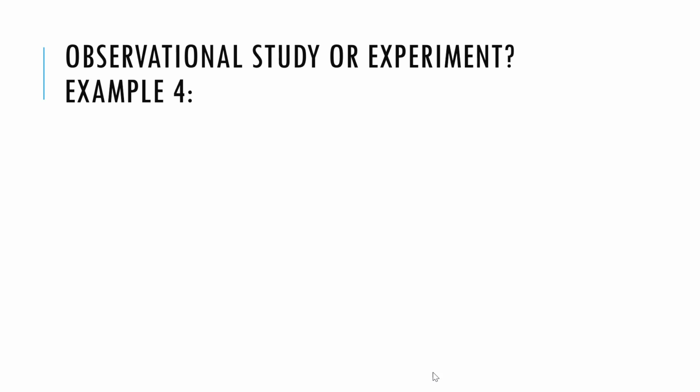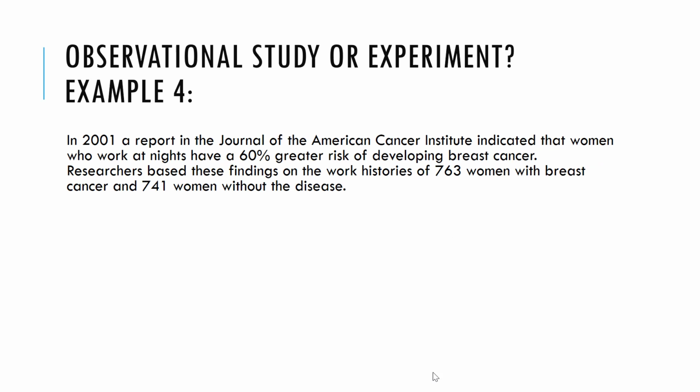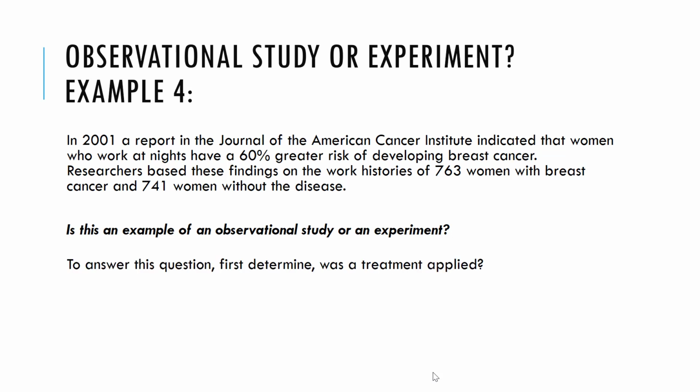Let's do another example. In 2001, a report in the Journal of the American Cancer Institute indicated that women who work at nights have a 60% greater risk of developing breast cancer. Researchers based these findings on the work histories of 763 women with breast cancer and 740 women without the disease. Is this an example of an observational study or an experiment?